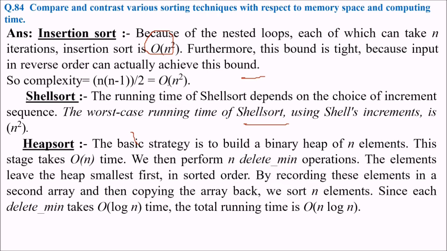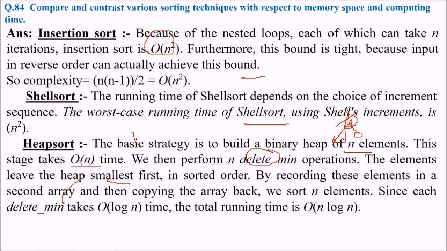Heap sort. The basic strategy is to build a heap of n elements. This stage takes order of n time. Then we perform delete, because heap means the topmost element is on the top. So delete operations on the elements leave the heap smallest first in sorted order. So you can have a min heap, so you can have the smallest element here. So by recording these elements in a second array and then copying the array back, we sort n elements.